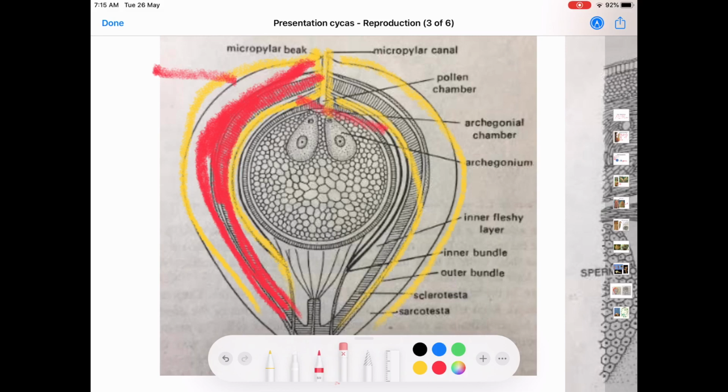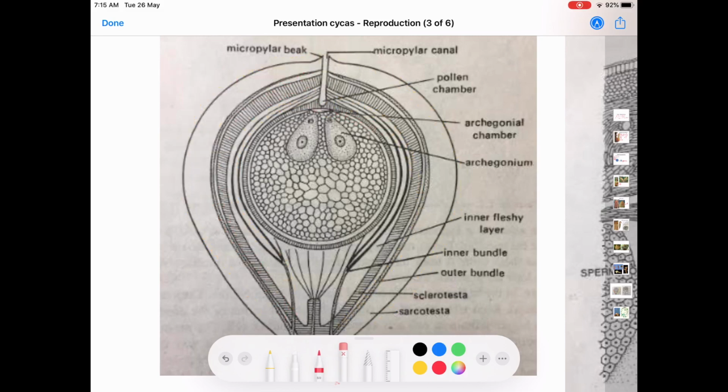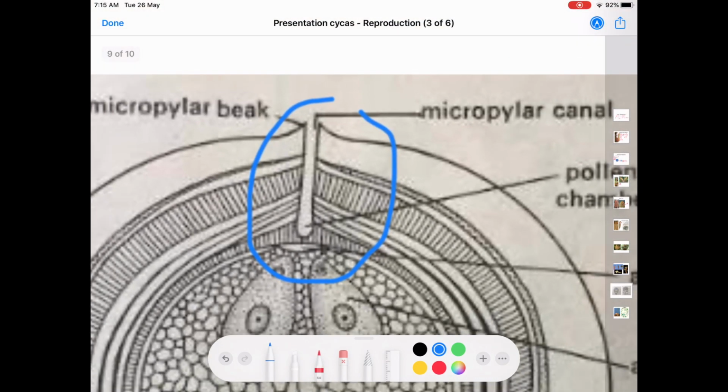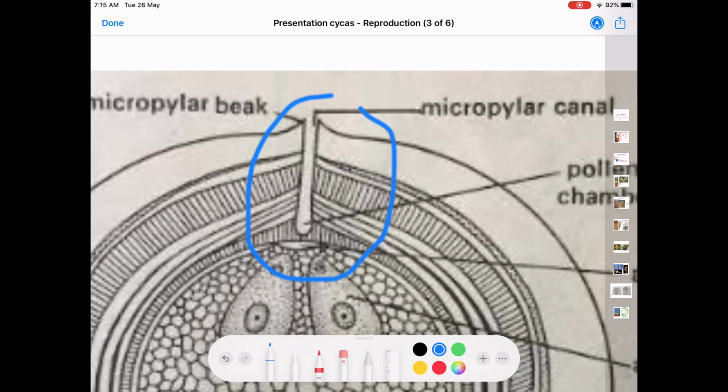The integument opens outside through a small opening known as the micropyle. See, this region is known as the micropyle. The micropyle is in the form of a beak. See, like this.